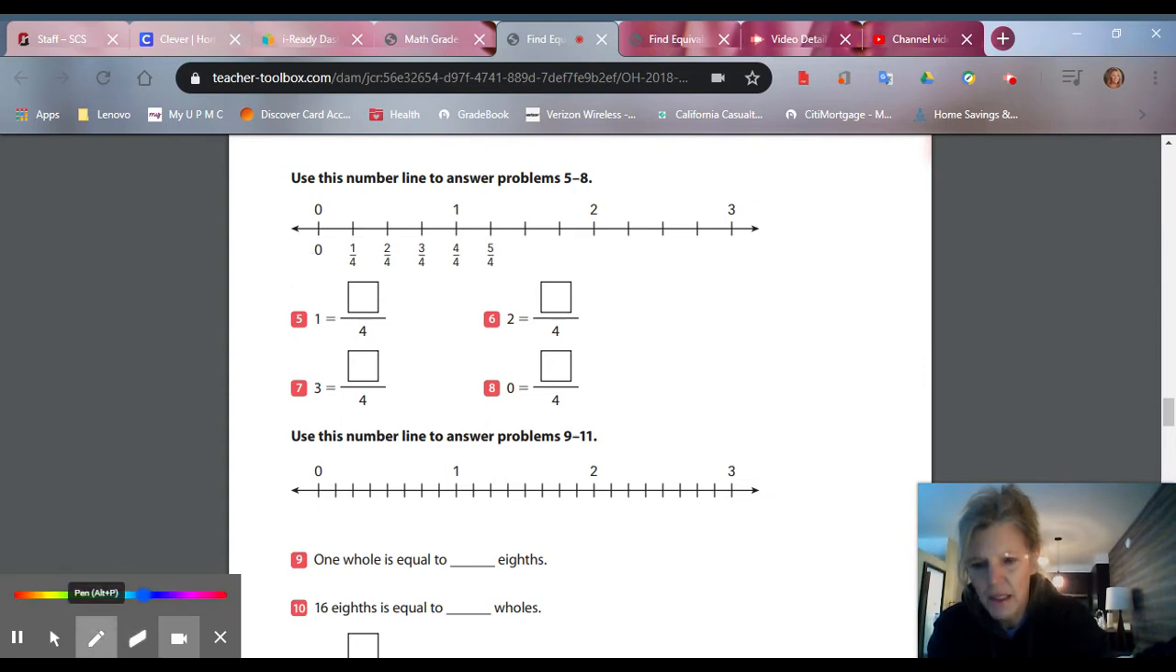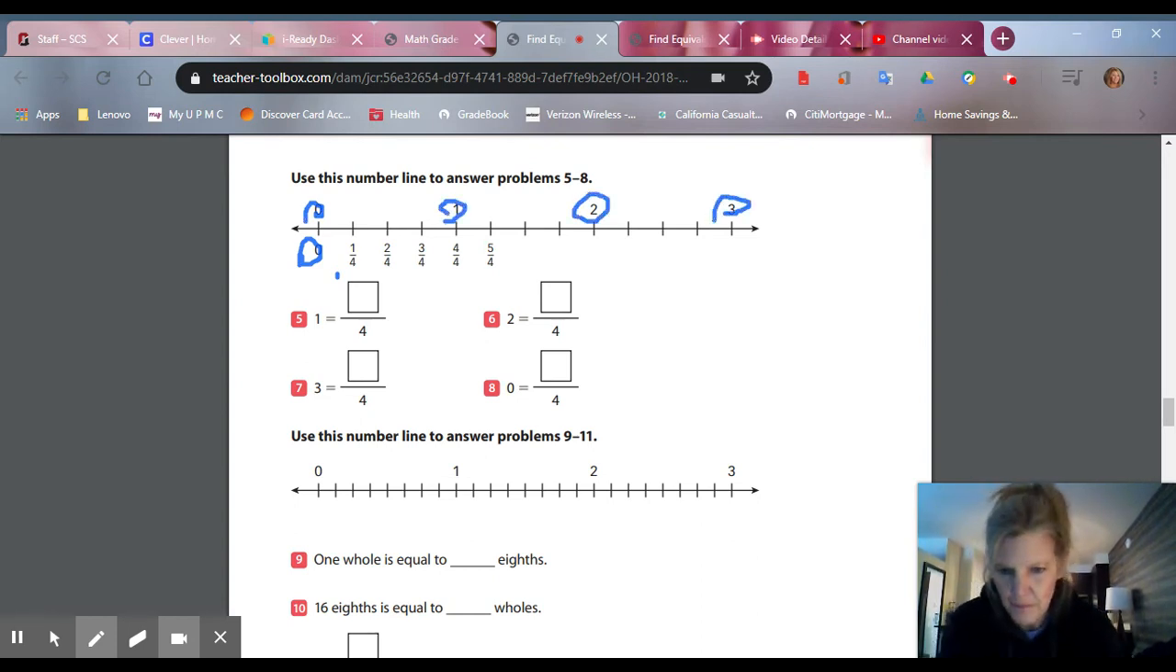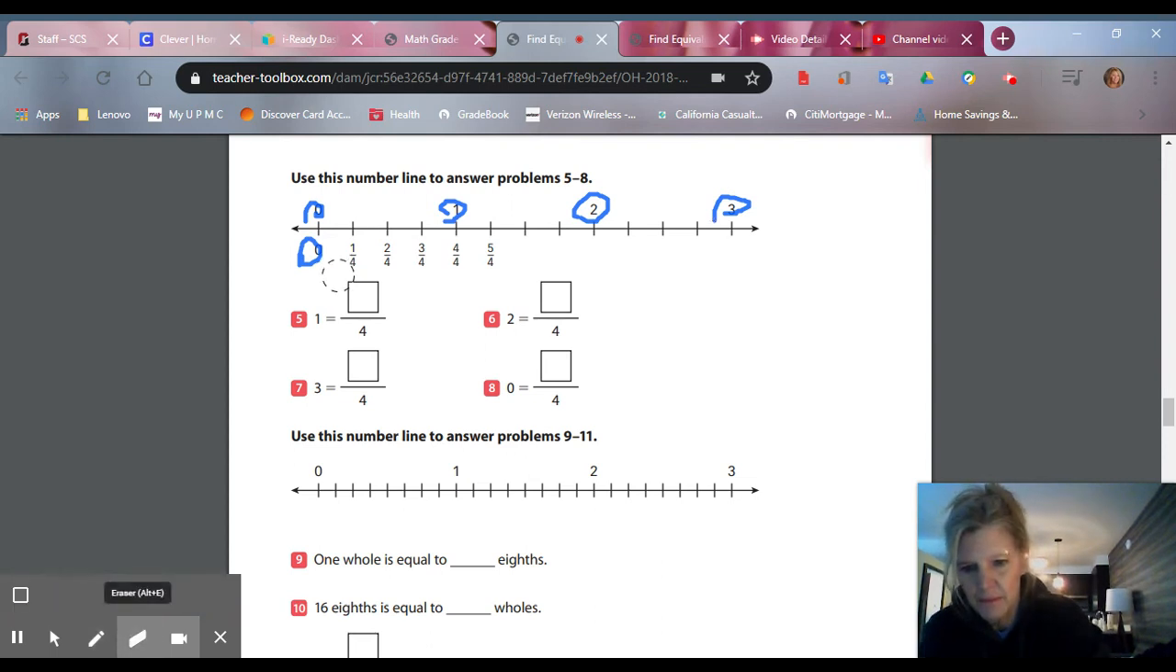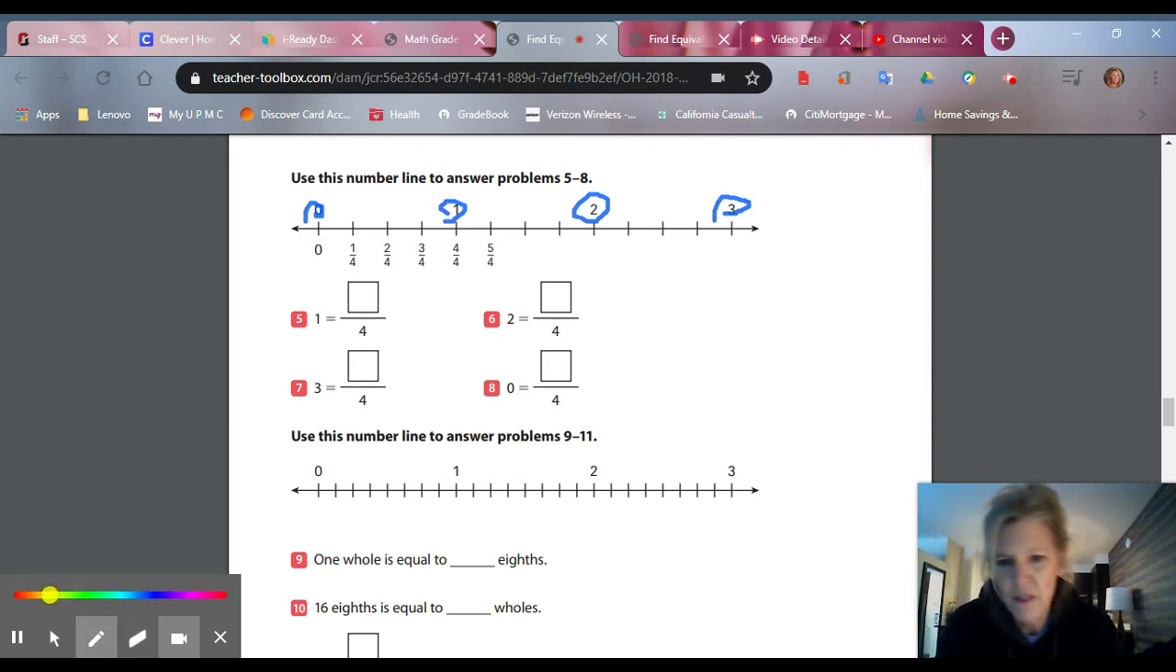Starts with 0 at the beginning. Then you have the whole number. Then you have 1, 2, and 3. That's the easy part. Now, between 0, 1, 2, and 3, the number line is divided into different parts or pieces. You need to figure out how many sections it's divided equally into between each whole number.